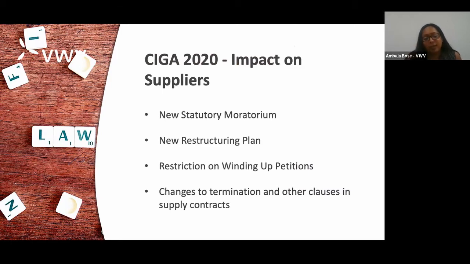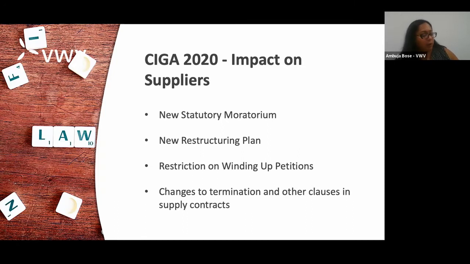The second is the introduction of a new restructuring plan. The third is the current restriction on winding up petitions. And the fourth, and that's going to be the main focus of today's talk, is the changes that CIGA introduces to termination and other clauses within supply contracts.